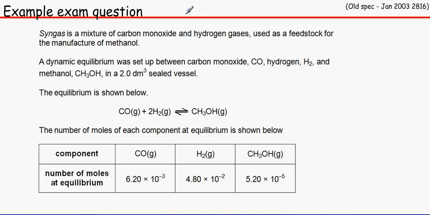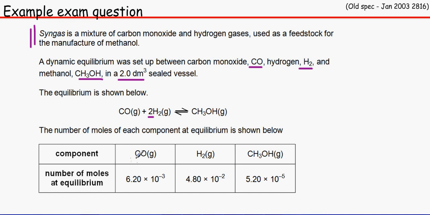sealed vessel. First thing I would do is to highlight the elements and the most important details. This over here, I can tell you now, is not relevant to any of the question, so we don't need to worry about that. And this is the equilibrium shown below. Again, I would highlight the 2 here because we need to remember that this is 2 moles of hydrogen gas, and these are all 1 relative to the carbon monoxide and the methanol.